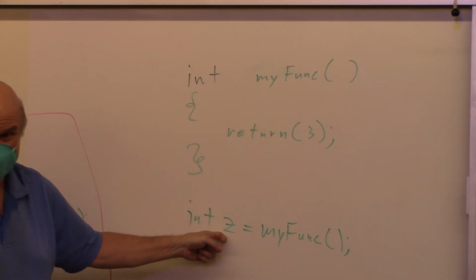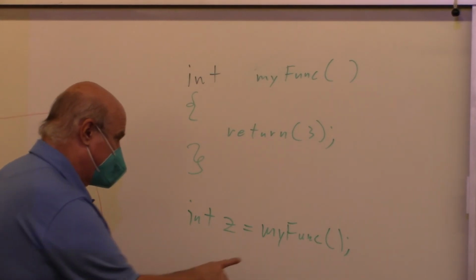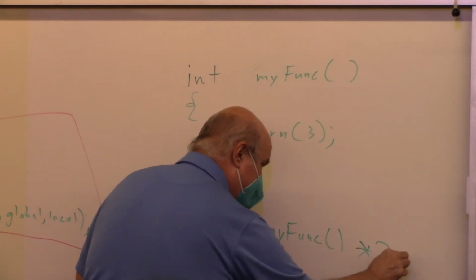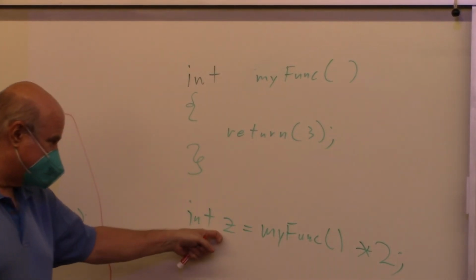You can assign it to a variable. You can use it in a calculation. You can actually say, because it'll return an expression, you can multiply it times 2 and then assign it to the variable.